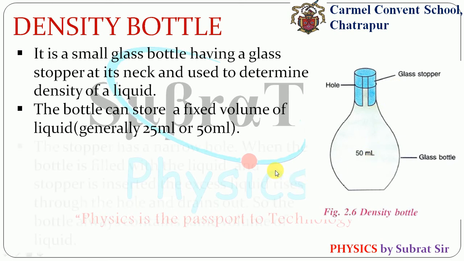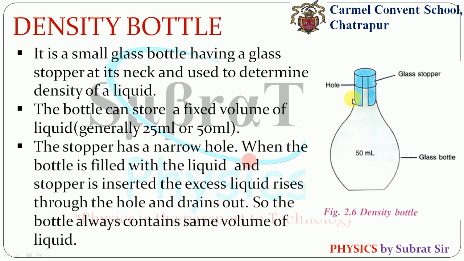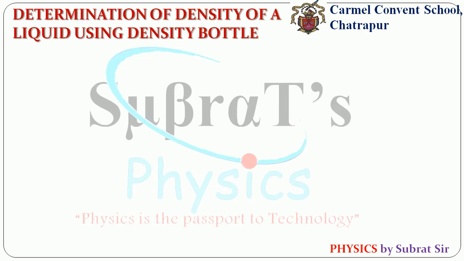The stopper has a narrow hole here. See, this one is the hole. When the bottle is filled with the liquid, the excess liquid will overflow and drain out through the hole. So this is used to measure the density of liquids. Let us see how it can be used.